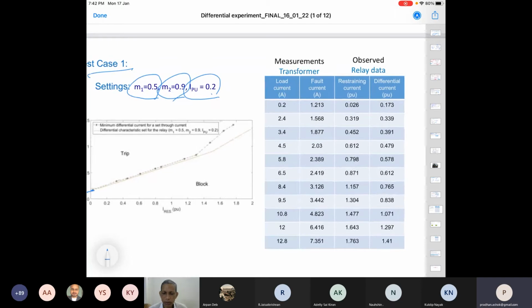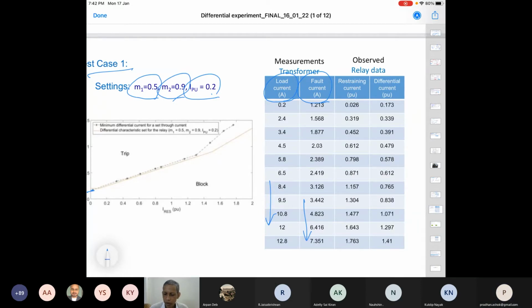In our measurements there are two kinds: the external measurements, and the relay measurements. The relay measures through the CTs and whatever data we have given, and the other is measured by the external meter. We talk about the load current here and the fault current here. Fault means the fault path current, the internal fault. We go on increasing the internal fault, and the load current on the secondary side is also increasing.